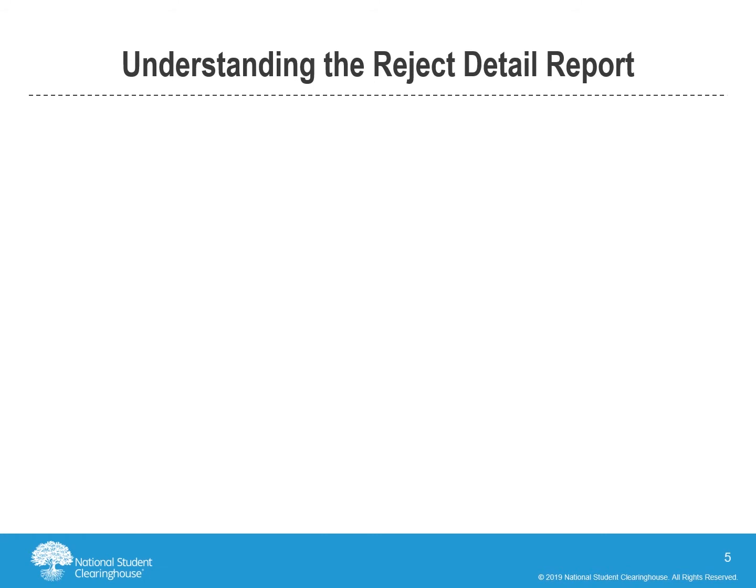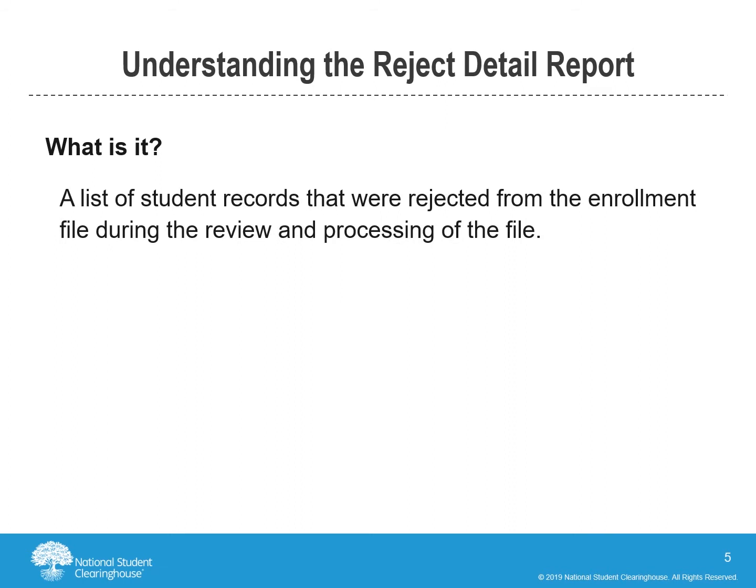The Reject Detail Report is a list of students that were not able to be accepted onto the file due to a discrepancy or error on their record that prevented us from bringing them onto the file and into our database. There are various reasons a student's record would not be accepted onto a file. We'll review a couple of these reasons later in this presentation.